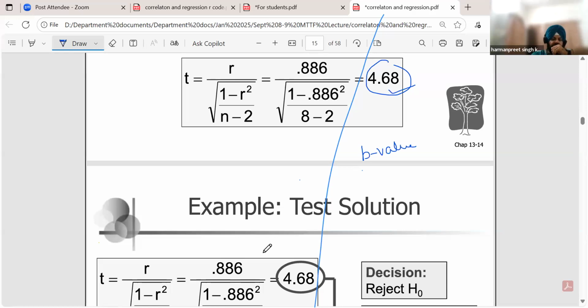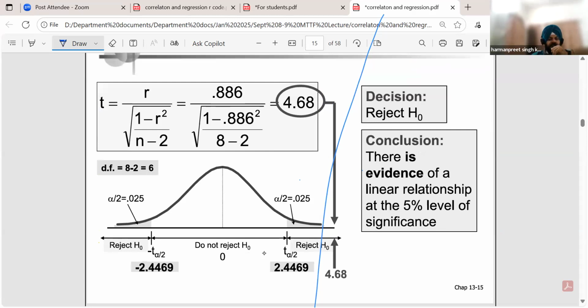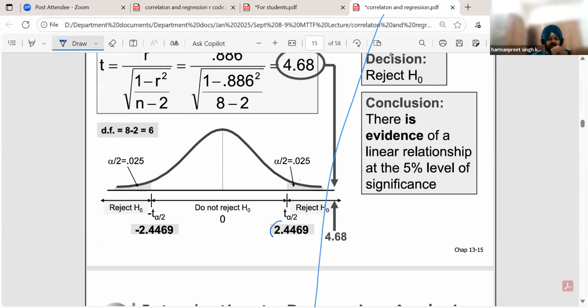But if someone is interested in how to proceed further, then one has to see that. This is my calculated value, and I have to see the tabulated value, and the table value is 2.4469. So how can one get this value? You have to go to the t-distribution table. Then you have to go to 6 degrees of freedom, and corresponding to 6 degrees of freedom, you have to see the value at 0.025 or 2.5% on a two-sided test. So you will get 2.4469, right?